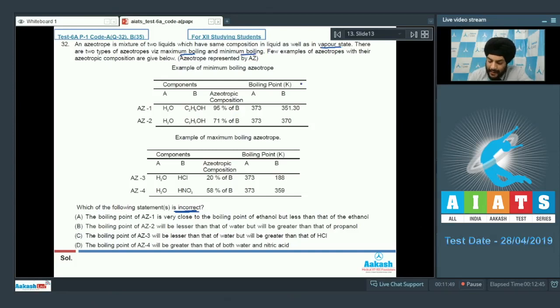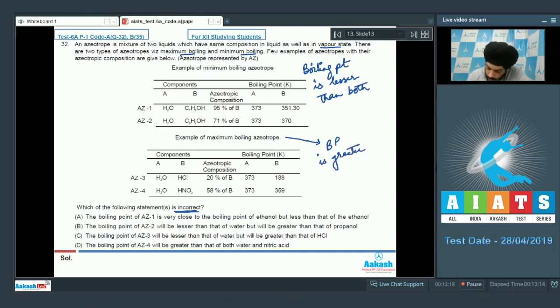Students, if we talk about the minimum boiling azeotrope, the minimum boiling azeotrope will have a boiling point which is lesser than both components. Whereas for the maximum boiling azeotrope, the boiling point will be greater than both components.